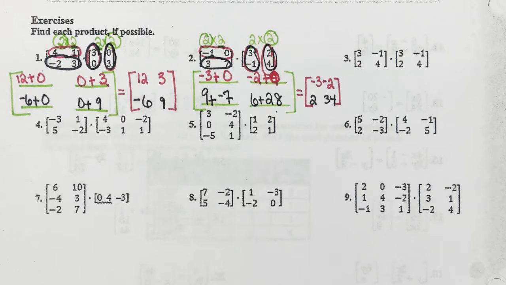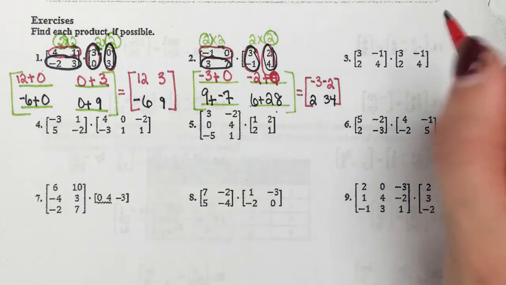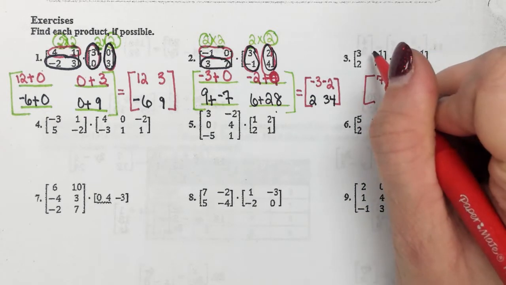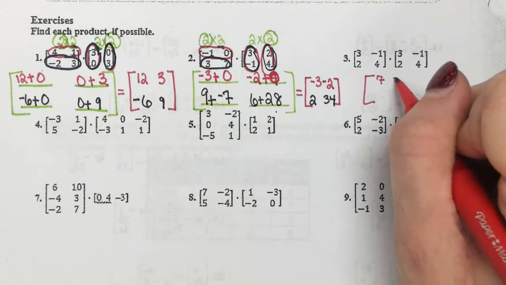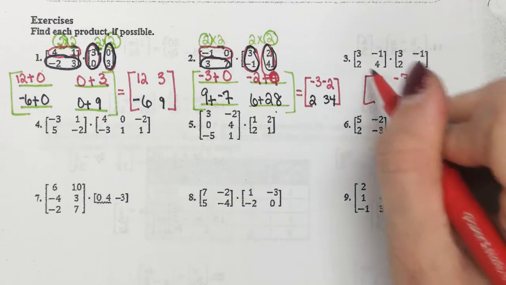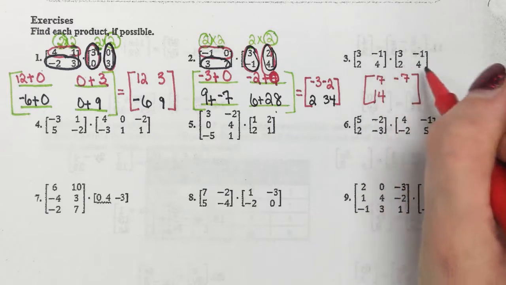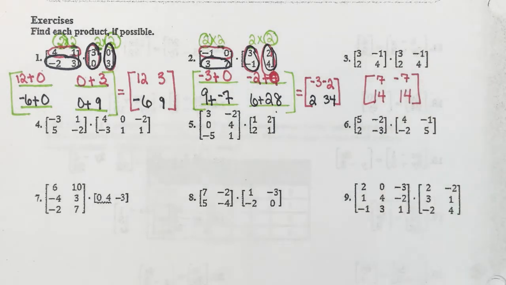Did y'all get like 7, -7, 14, and 14? It was 14, -14. Alright, let's see. So we should get 9 and -2 is 7. -3 and -4 is -7. 6 and 8 is 14. -2 and 16 is 14. Yep. -7, -7, 14, 14.